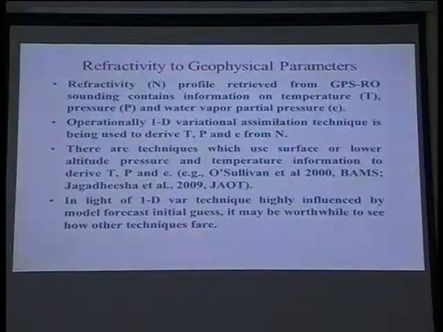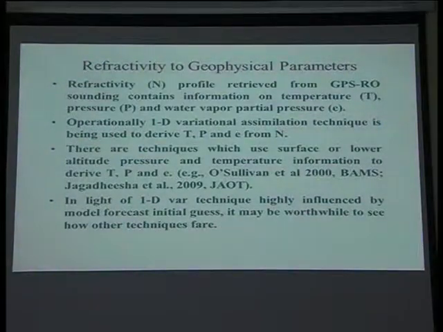Operationally, COSMIC and many other sites use a 1D variational assimilation technique to derive temperature, pressure and water vapor pressure from refractivity. As I said, there are techniques which use surface or lower altitude pressure and temperature information to derive these parameters. One was published in 2000 by O'Sullivan et al., and one by myself in JOT in 2009.